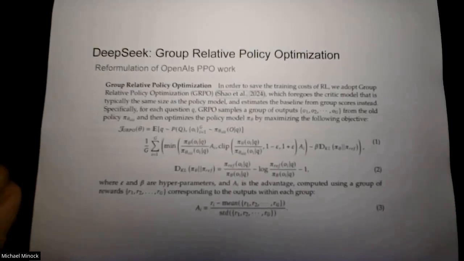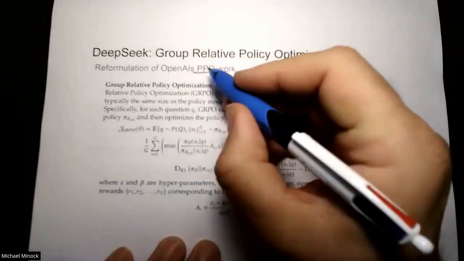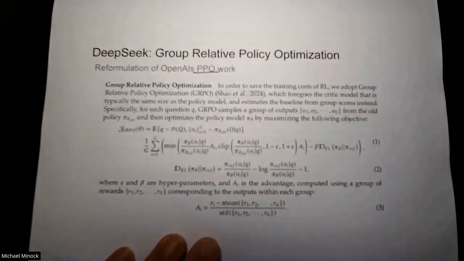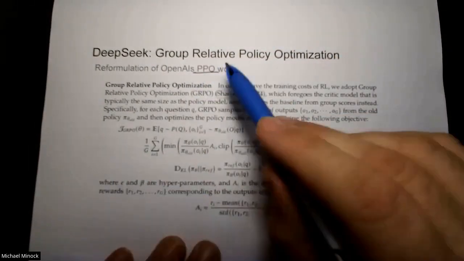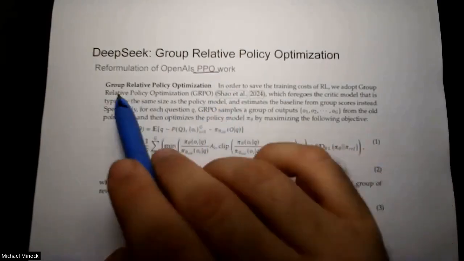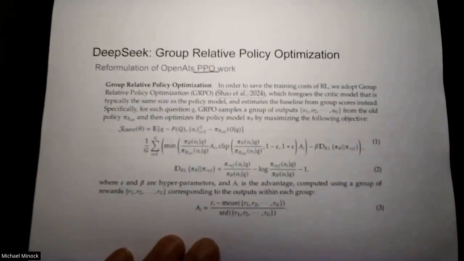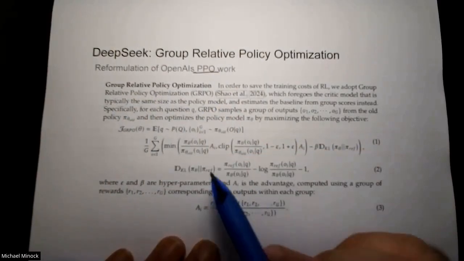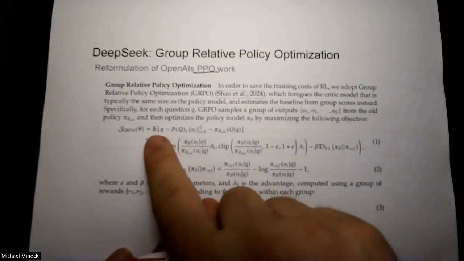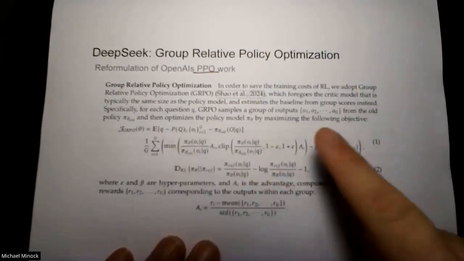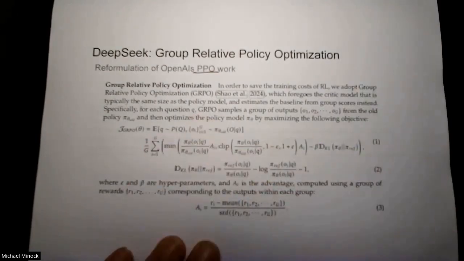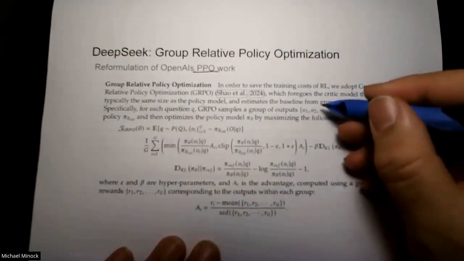But basically, what they're using is a reformulation of the proximal policy optimization work, and it's called group relative policy optimization. The key things to keep in mind here: you're trying to maximize this quantity. What you do is generate a set of outputs. That's what the group is.